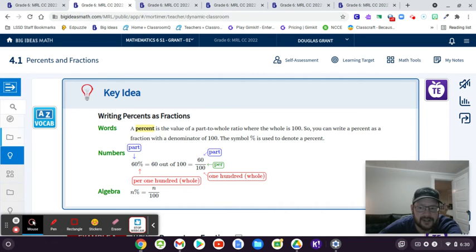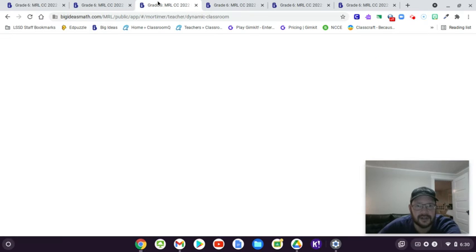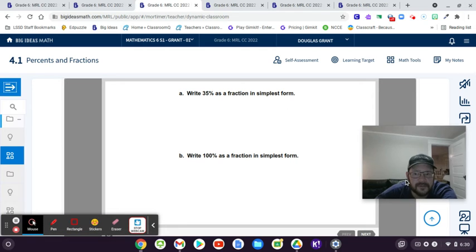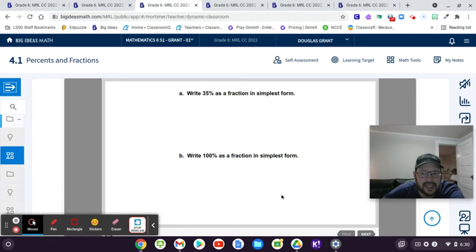And that's what we're going to get into next. So go ahead and feel free to jot down notes on this. Very important information. Okay, so if we are going to work with finding 35% as a fraction in simplest form, first, what is just 35% as a fraction without being in simplest form? Yeah, first it would be 35 over 100.